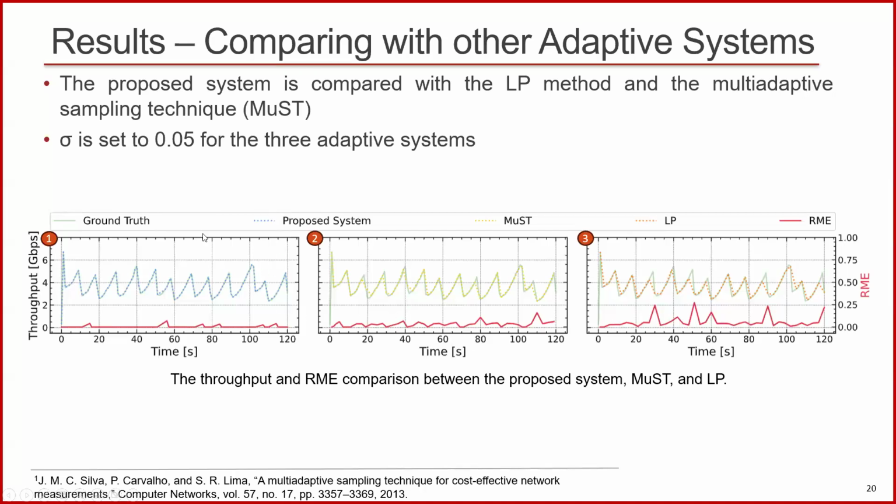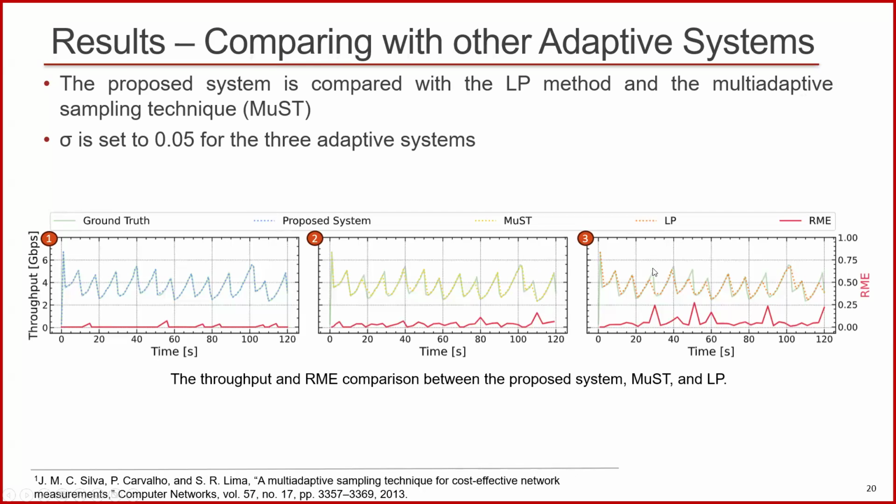So the proposed system was almost able to capture the full pattern of the throughput value. As you can see here, the ground truth and the proposed system are almost fully aligned. We have some differences, but still the RME is relatively low. Now, if we go to MAST, it's performing better than LP, but worse than our proposed system. The RME increases in some occurrences, and for some chunks of the pattern, it's not fully captured by MAST.